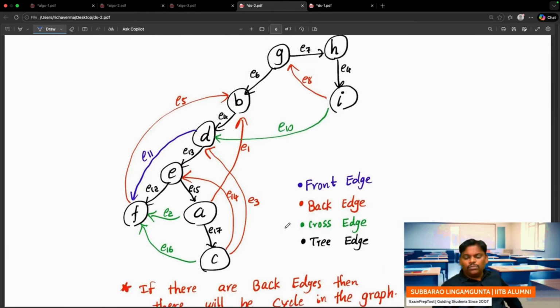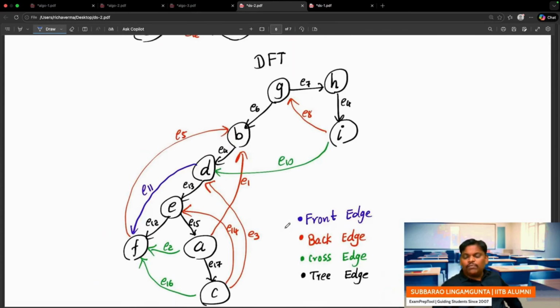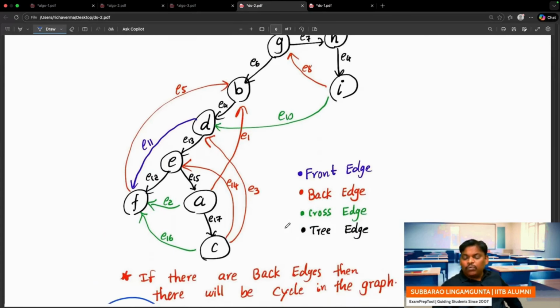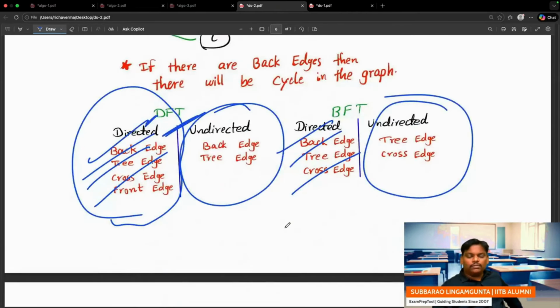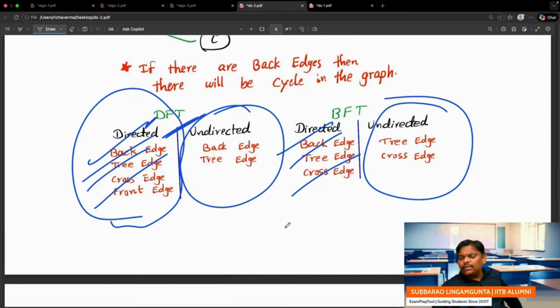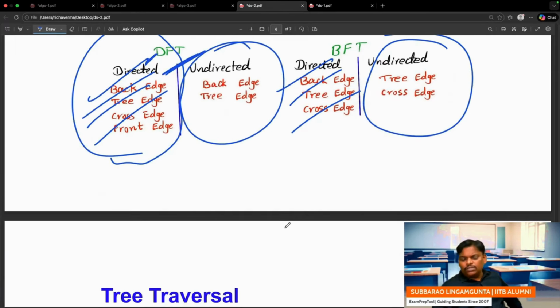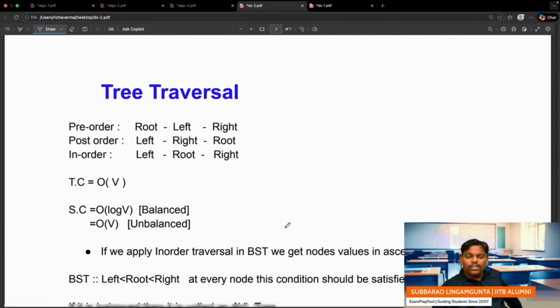Right? So different colors are also used. What are the edge types? Not front edge: forward edge, back edge, cross edge, tree edge. Forward edge is also called front edge, right? They are written like this, but anyhow, forward edge or front edge, both are similar. Now go to tree traversal.